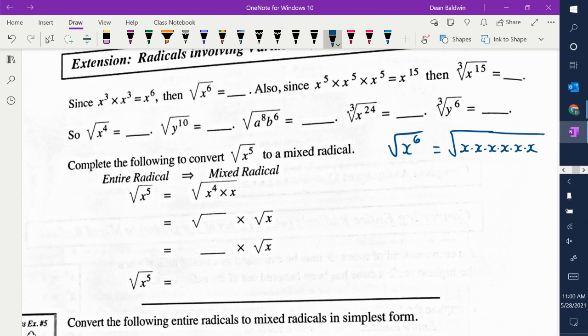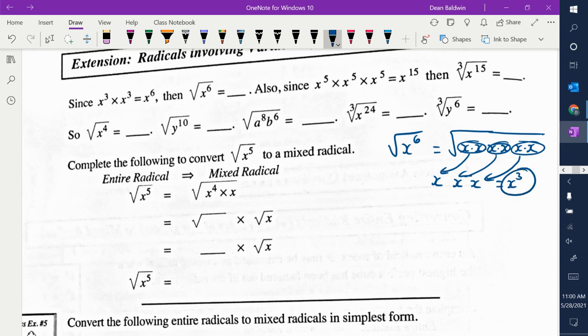I have an index number of 2, which means I'm looking for groups of 2, right? There's a group of 2, there's a group of 2, there's a group of 2. So this one comes outside and I get x. This one gives me an x. That one gives me an x. What's x times x times x? X cubed, right? Because you add the exponents. So you get x cubed.